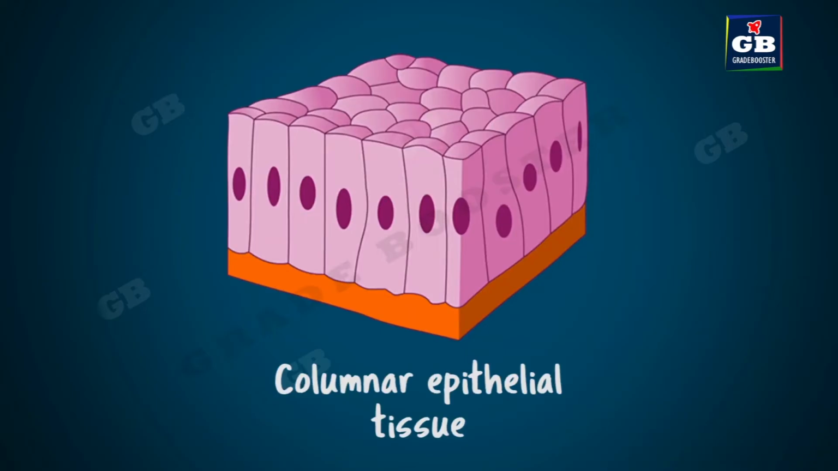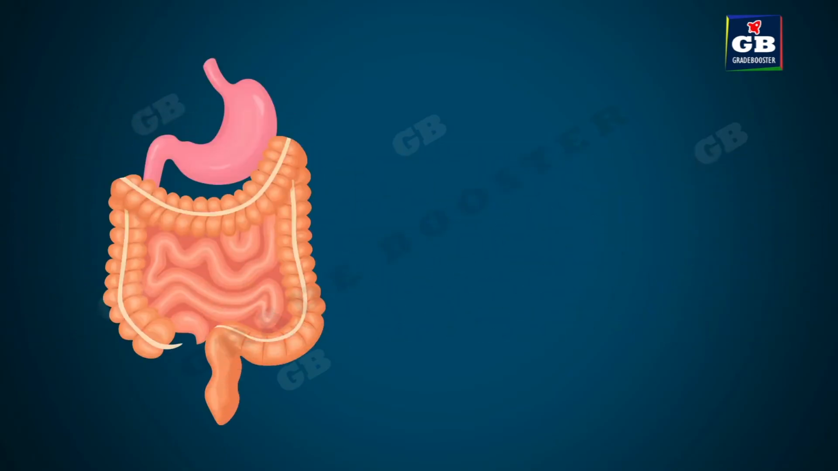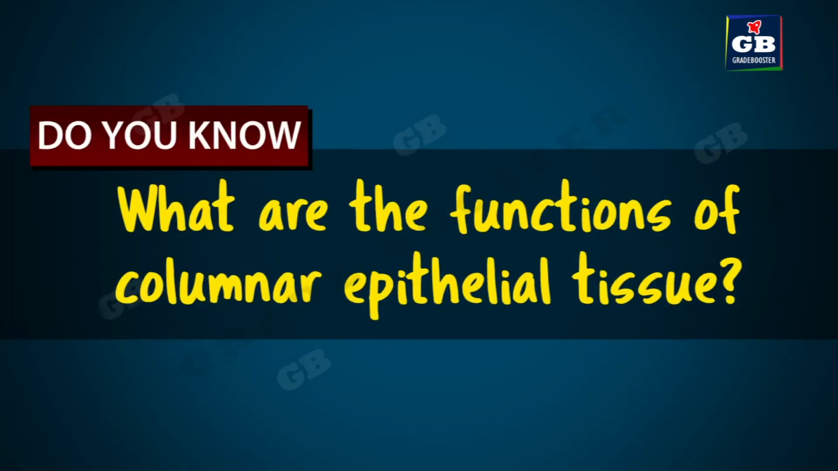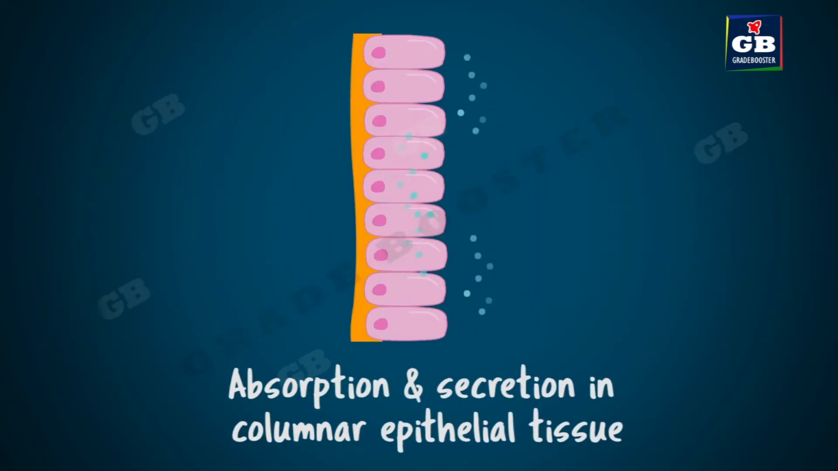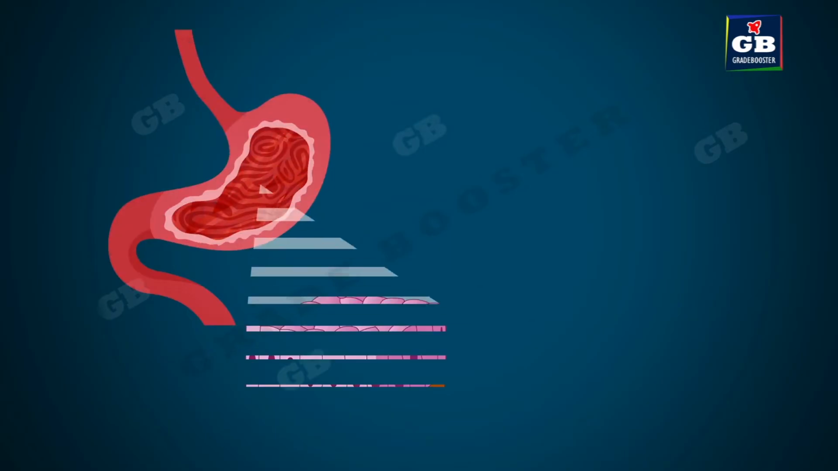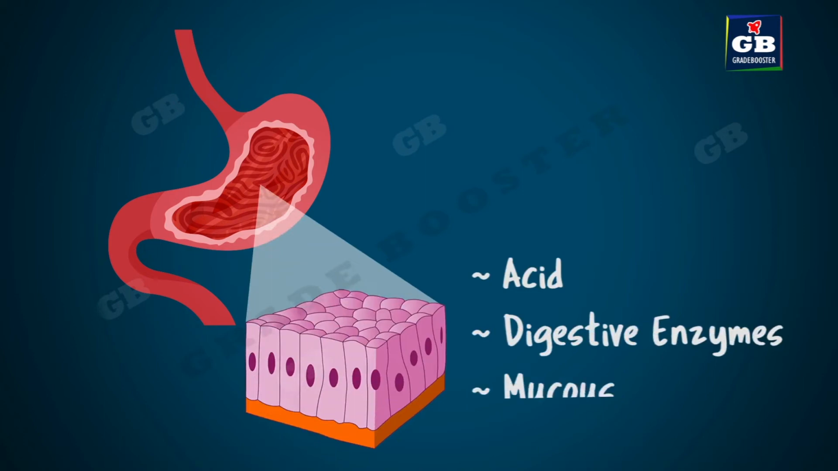These cells look like pillars, so this tissue is called columnar epithelial tissue. Where do we find this columnar epithelium in our body? This tissue is mostly found in the lining of stomach, small intestine, and large intestine. What are the functions of columnar epithelial tissue? The primary function of columnar epithelial tissue is absorption and secretion. The columnar epithelial tissue present in the inner lining of stomach secretes acid, digestive enzymes, and mucus.